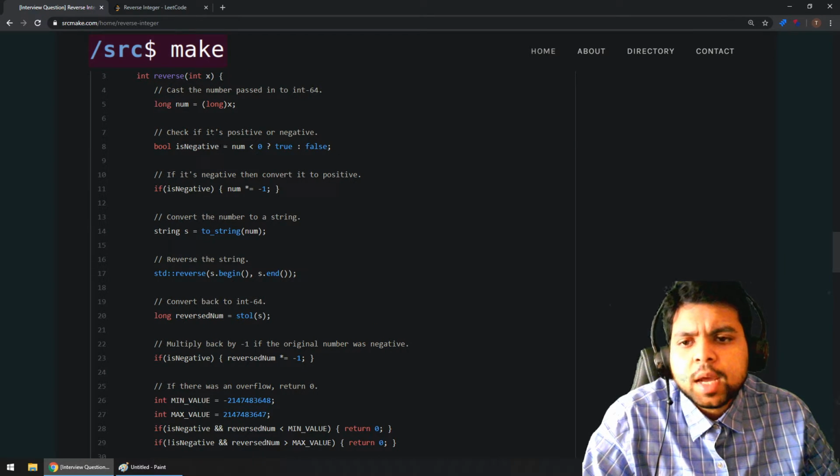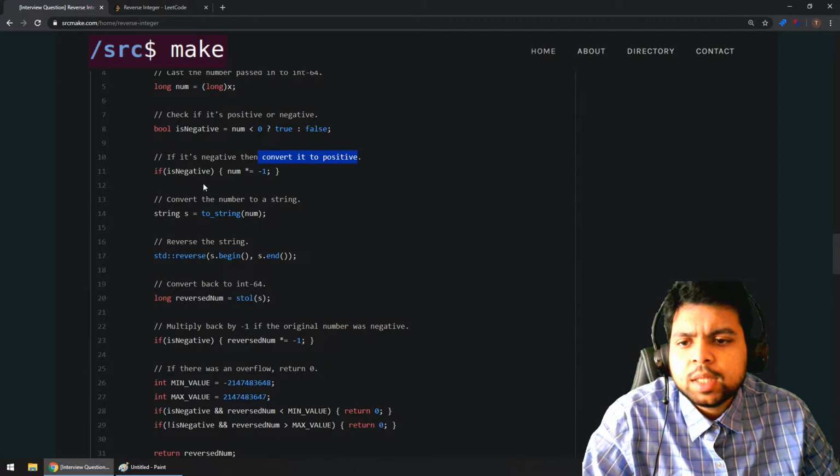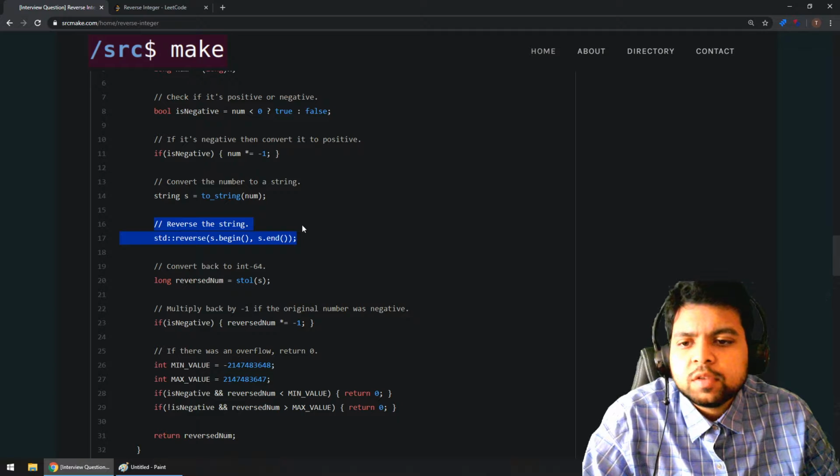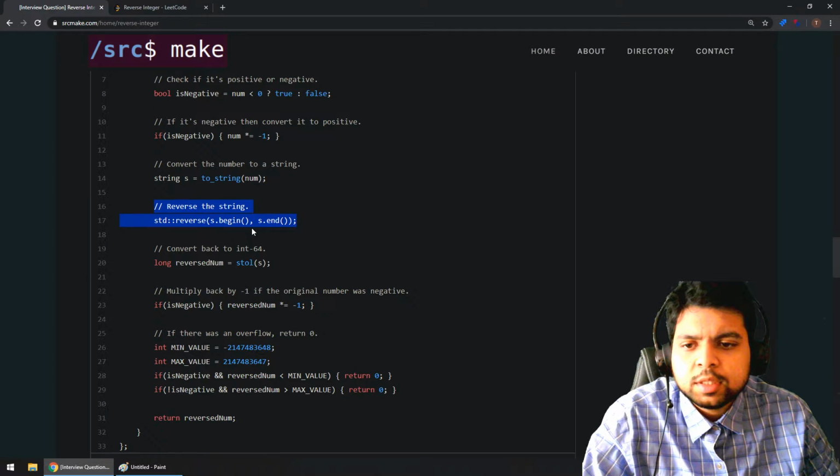Check if it's positive or negative. Convert it to positive if it was negative. Then we want to convert the number to its string representation. We want to reverse the string. This is just C++ syntax, but it's the same as the pseudocode.